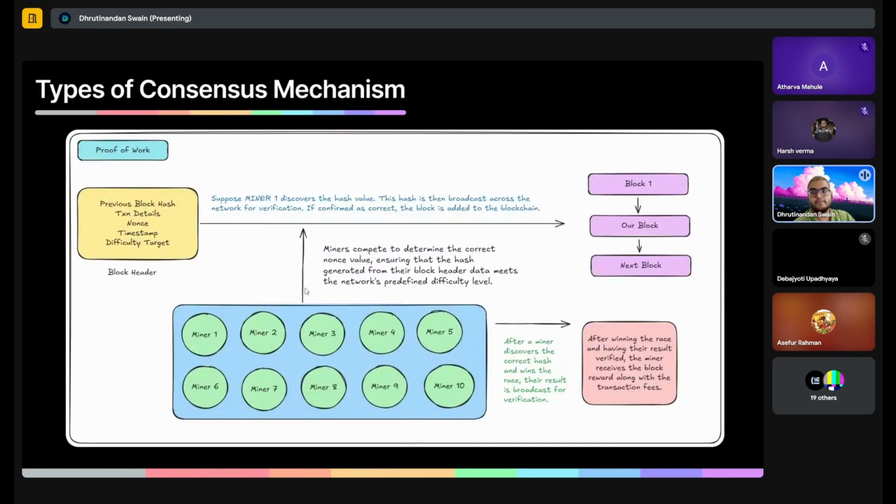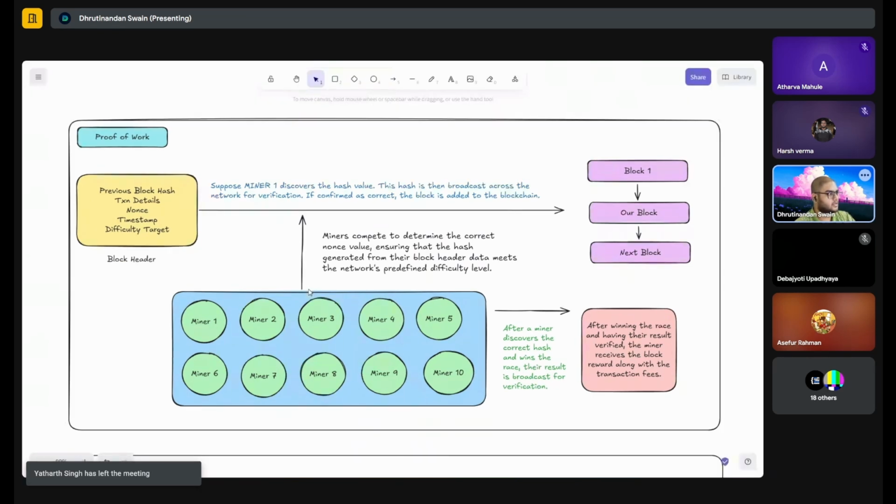Now let's see the types of consensus mechanisms. The first consensus mechanism is proof of work. It's a pretty popular type of consensus mechanism that is used by Bitcoin and was used by Ethereum version 1. So let's understand that. Here is a representation of a block.